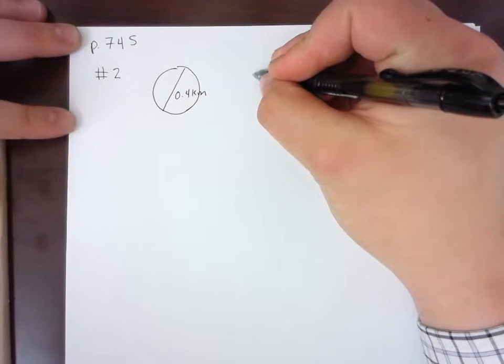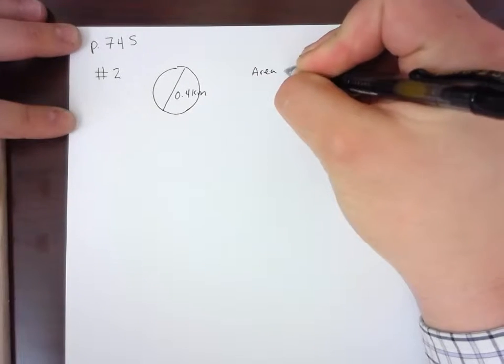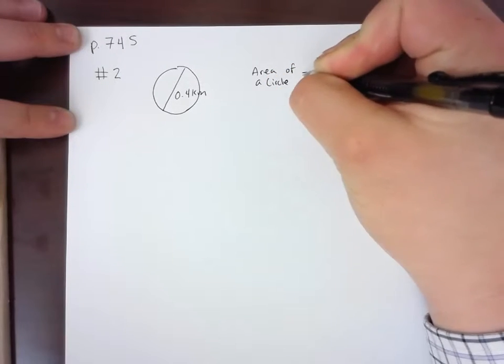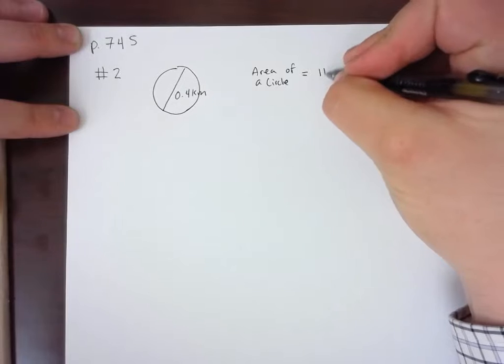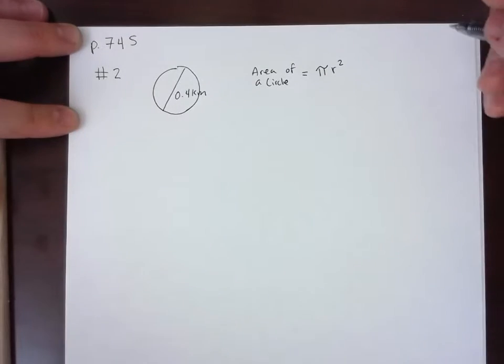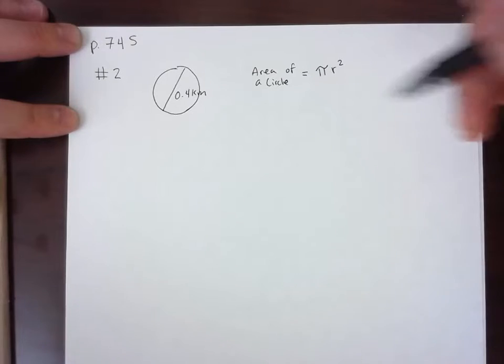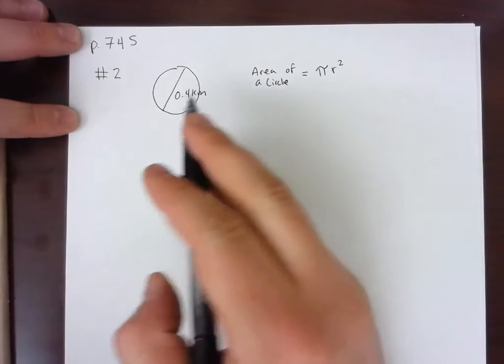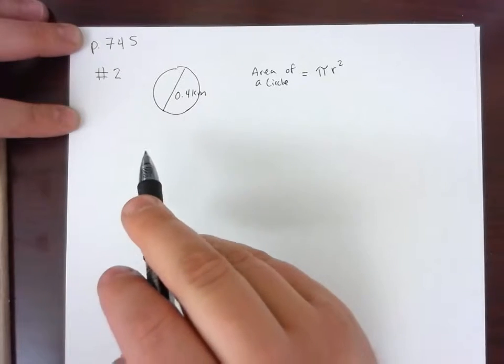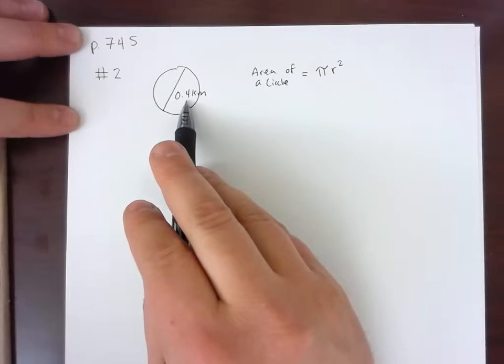And the area formula, area of a circle, is going to equal pi r squared. So we're going to times the radius times itself times pi. In this question, we don't have the radius. We'd have to figure that out by dividing that diameter in 2.